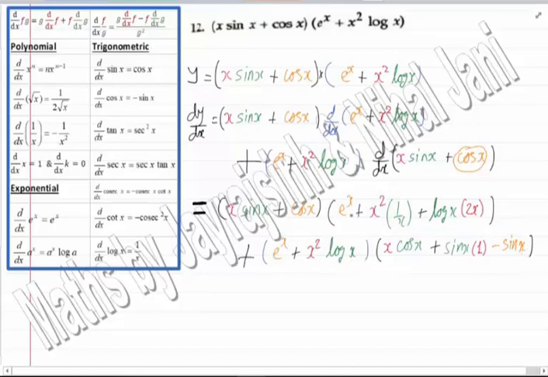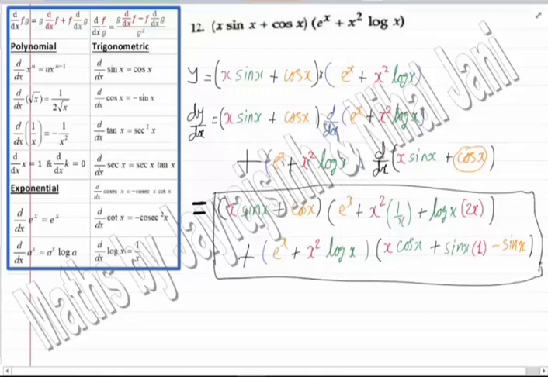Phew! Yeah, we complete the differentiation. We can accept this as your final answer.